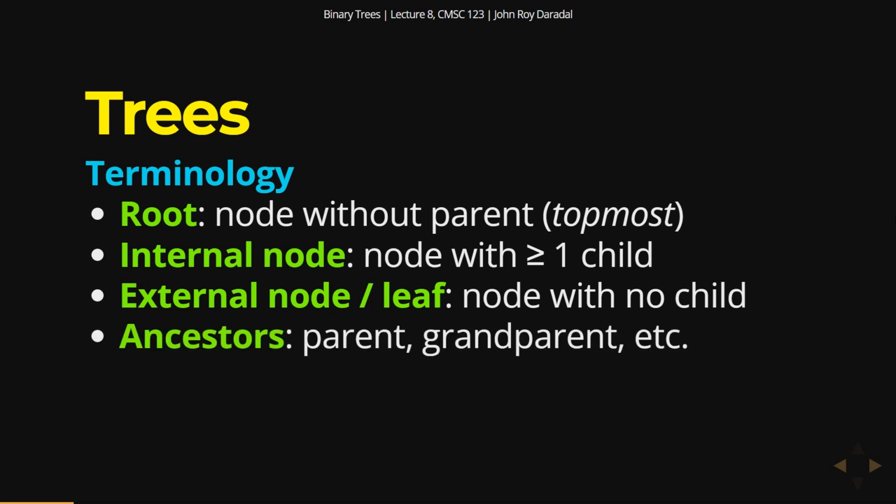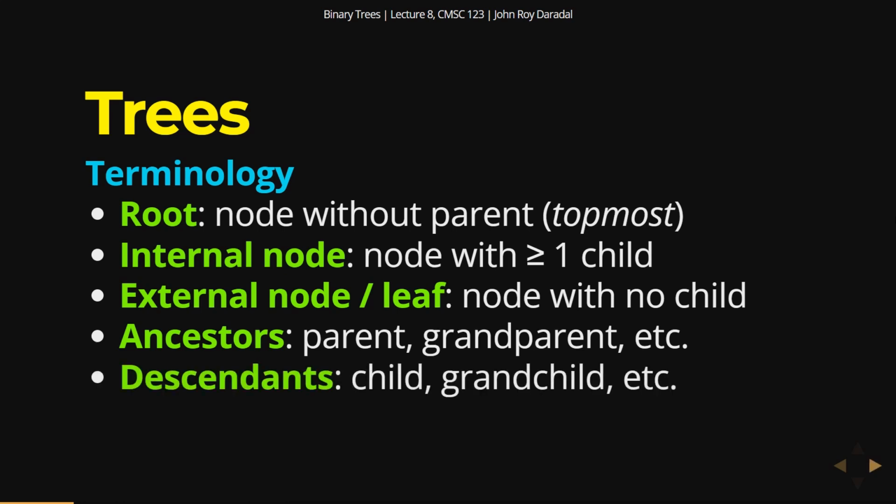And then next is ancestors. So we refer to this as the group that contains the parent node, the grandparent node, the great grandparent node, and so on. So you have the parent of the parent, and then the parent of the grandparent, and so on. Those are the ancestor nodes. And then the opposite of that, of course, is your descendants. So that would include all your children, all of your grandchildren, and so on, great grandchildren, all the way to the bottom. So if ancestors is going up to the root, descendants is going down to the last level.